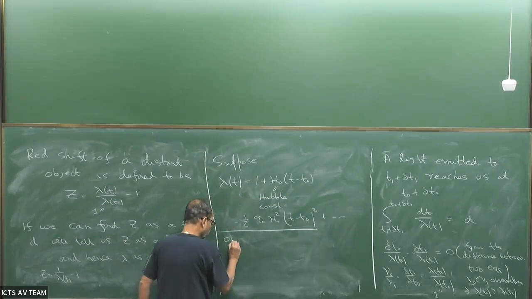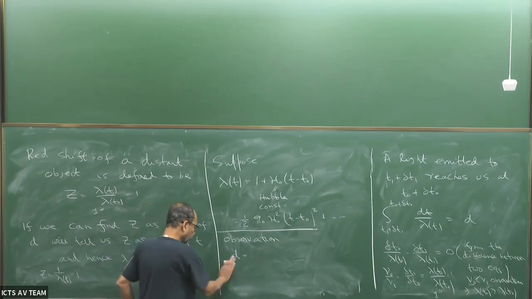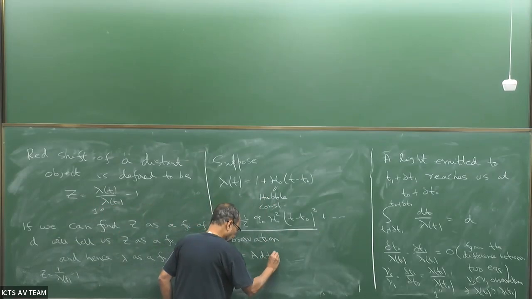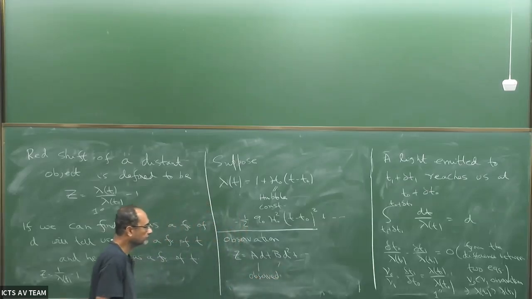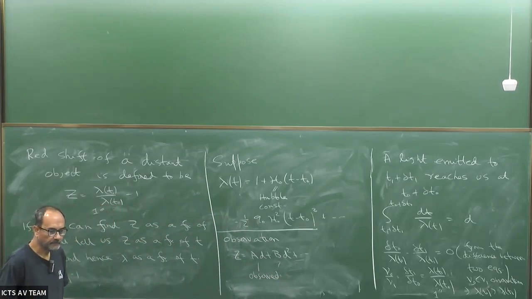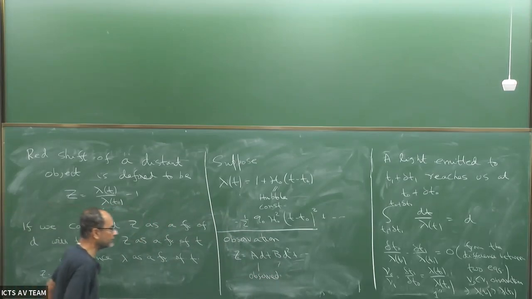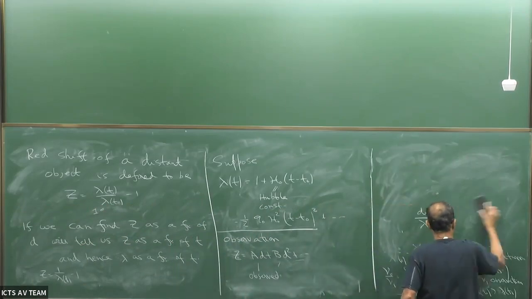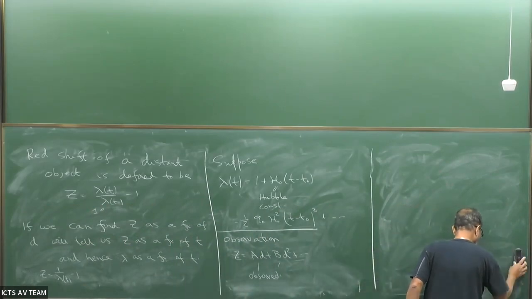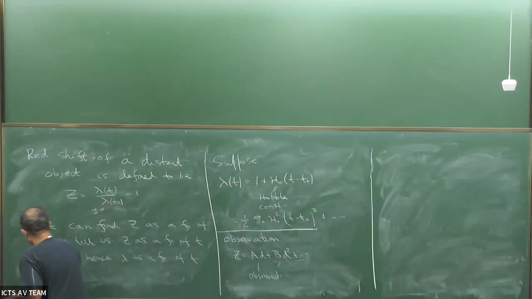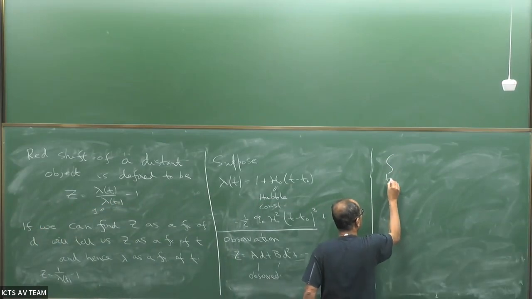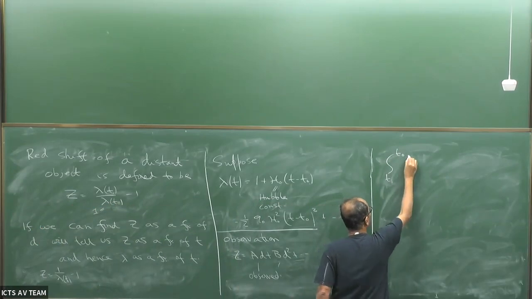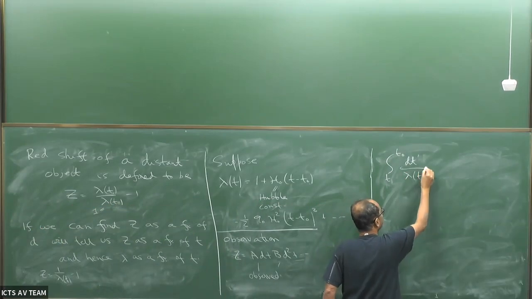What we observe is that D is, sorry, Z is AD plus BD square. These are observed. Right? So what one can do is that we just substitute this in this equation and try to solve it. So we have this equation, integral T1 to T naught, let me call it T to T naught, dt prime over lambda T prime is equal to D.